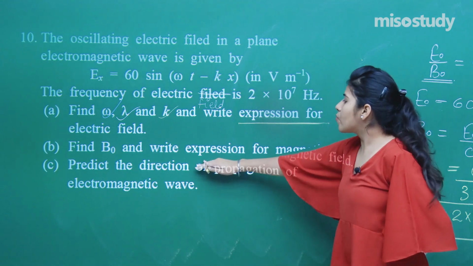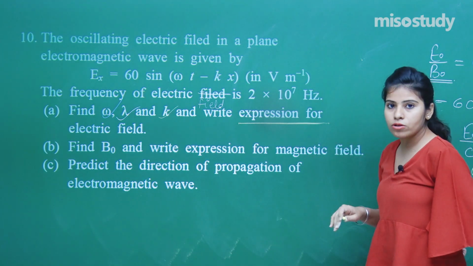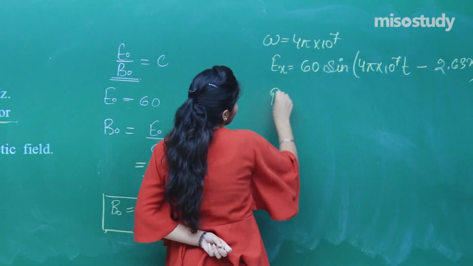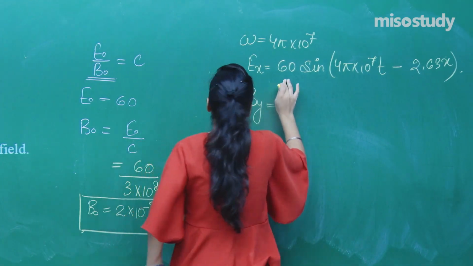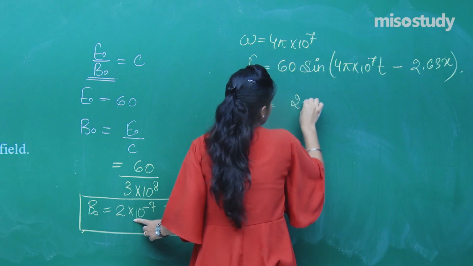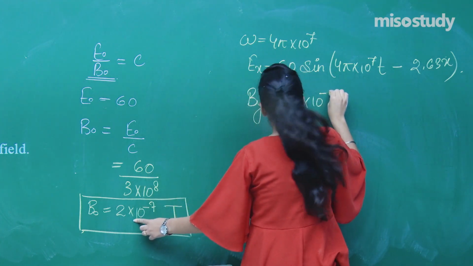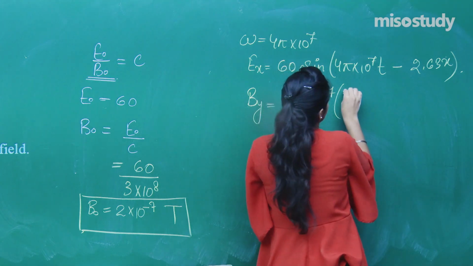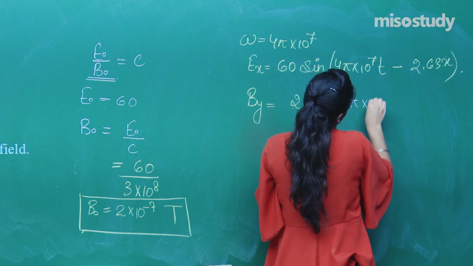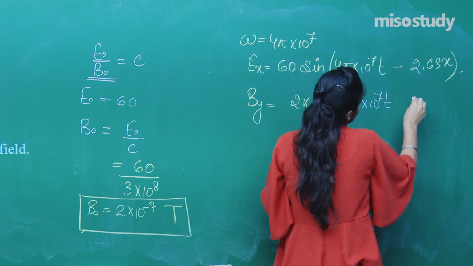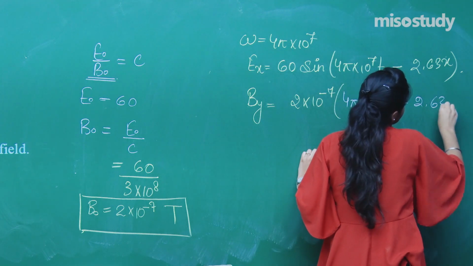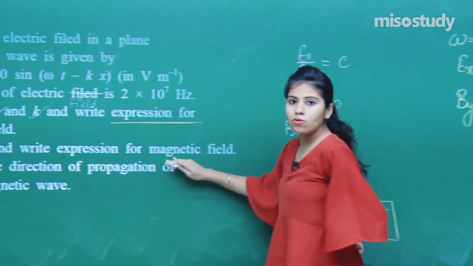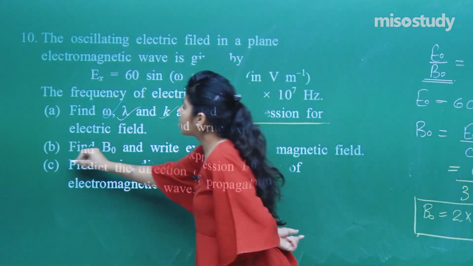Now we have to write the expression for magnetic field also. See, this was the expression for electric field. Now for magnetic field you have B naught as 2 into 10 raised to the power minus 7. Rest of the terms will remain the same: 4 pi into 10 raised to the power 7 t minus 2.63 x. Now see, we have found the B part also, we are done with this.